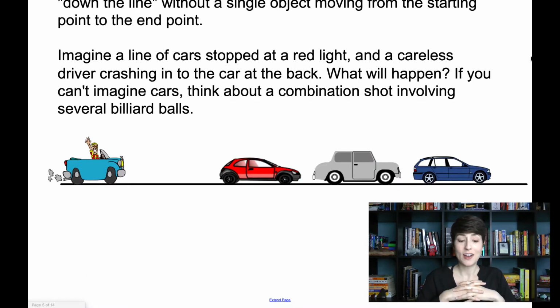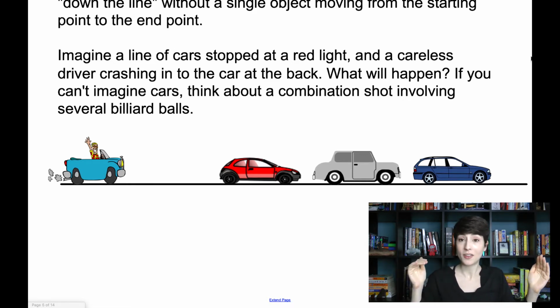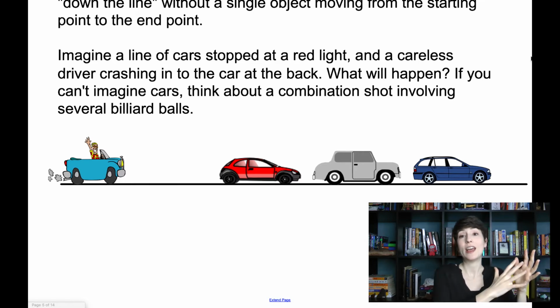The blue car is cruising along towards a stop sign. The cars in front of it are stopped. The blue car doesn't notice that the light has turned red. It's going to hit the first car it sees. That car is going to hit the car in front of it. That car is going to hit the car in front of it. So effectively, energy is transferred down the line, even though the blue car never went from point A all the way to point B. This is a lot how particles will move in a medium when energy is transferred via a wave.